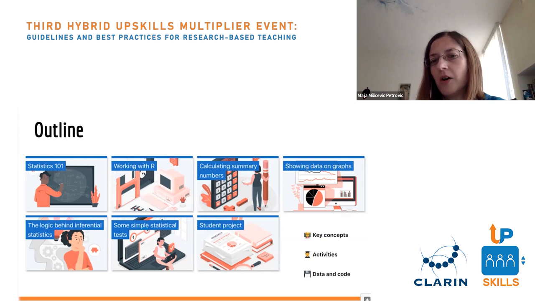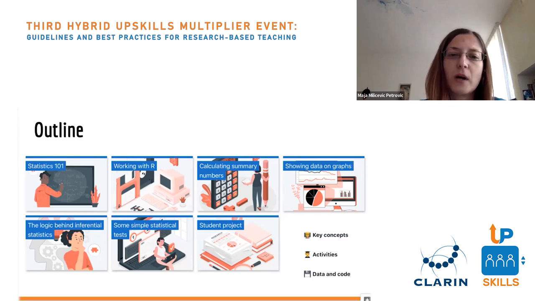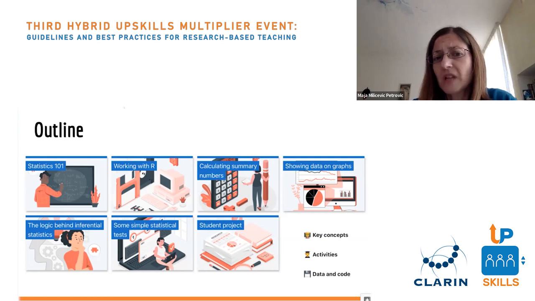So even though the content that we are presenting is quite standard for statistical courses, we start with some foundations, so Statistics 101, and R is our software of choice. So we present some key notions about how R works, how to install it, and so on. Then we have two units dedicated to descriptive statistics, so calculating means, standard deviations, showing data on graphs. And then we have two units dedicated to inferential statistics, so the logic behind tests and a couple of simple tests. So that's quite standard.